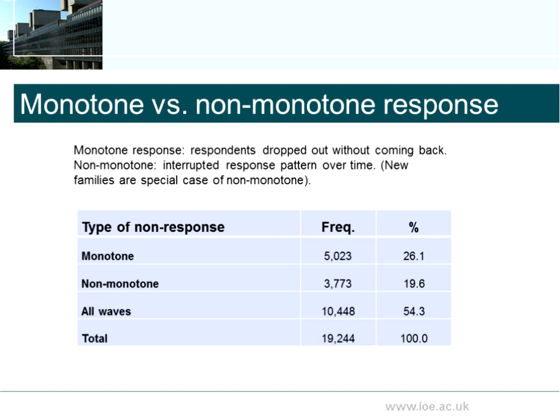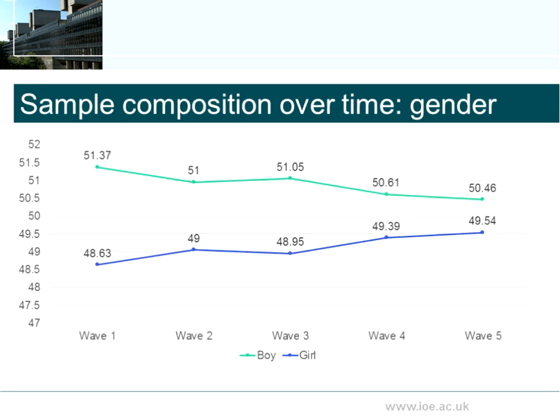Here you have a breakdown of different types of response. Basically we have monotone response. This is the group of respondents who have participated in a number of waves and then dropped out without ever coming back. Non-monotone response is the case of respondents who have participated in the survey, then dropped out, then joined again, and they represent about 20% of the entire sample, while those who have participated in all waves represent 54% of the MCS sample. So you can see that slightly less than half of the sample have missed at least one wave of data collection.